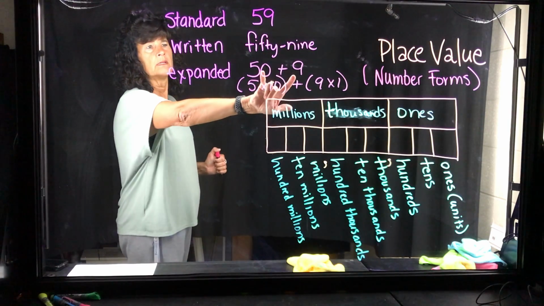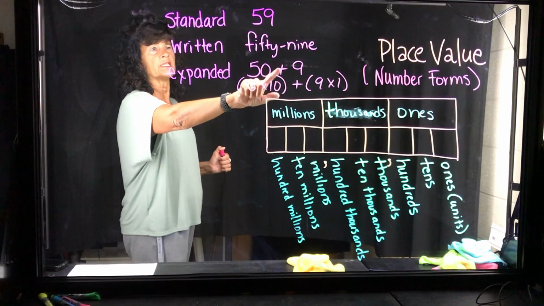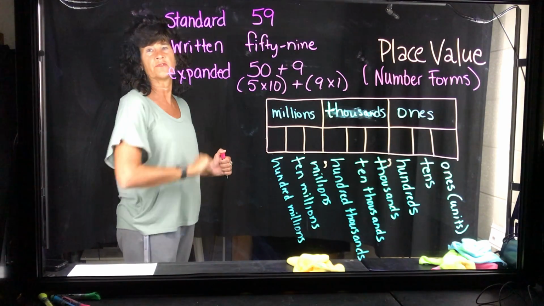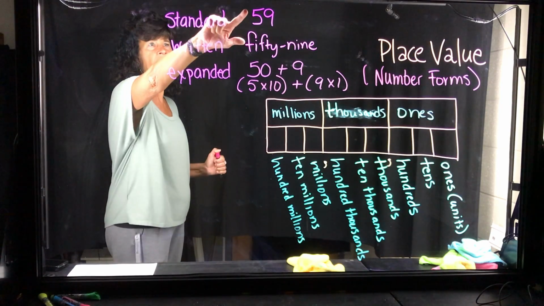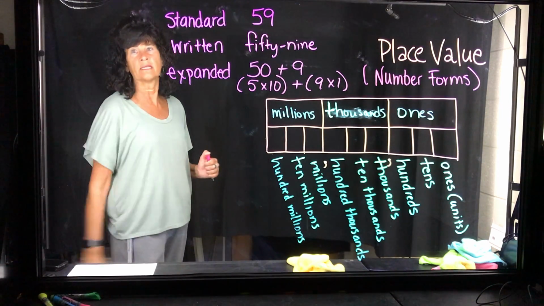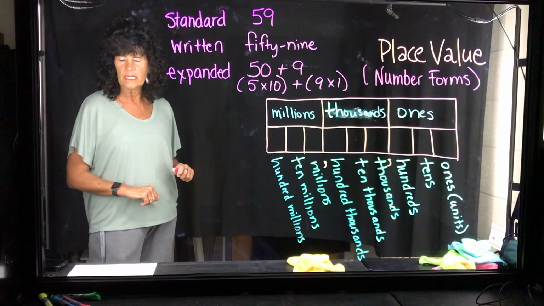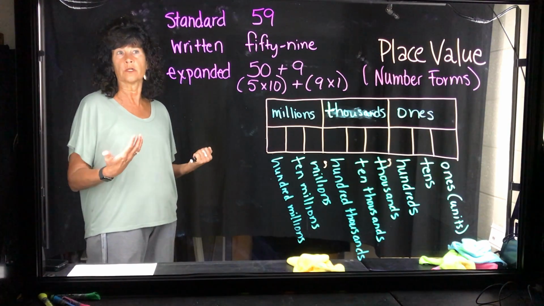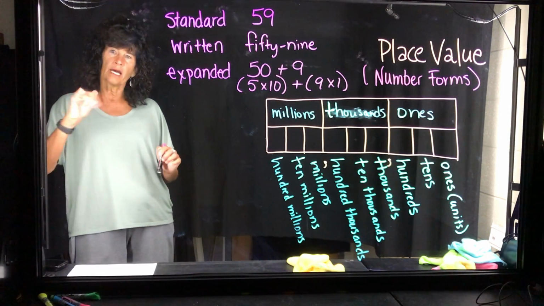The sum means you've added things together, all right? So I know that 50 plus 9 is 59. That's the sum of the value of its digits. The 5 is worth 50, the 9 is worth 9. And then number 3, the blank form of a number is the way of writing numbers using words. Written, right?